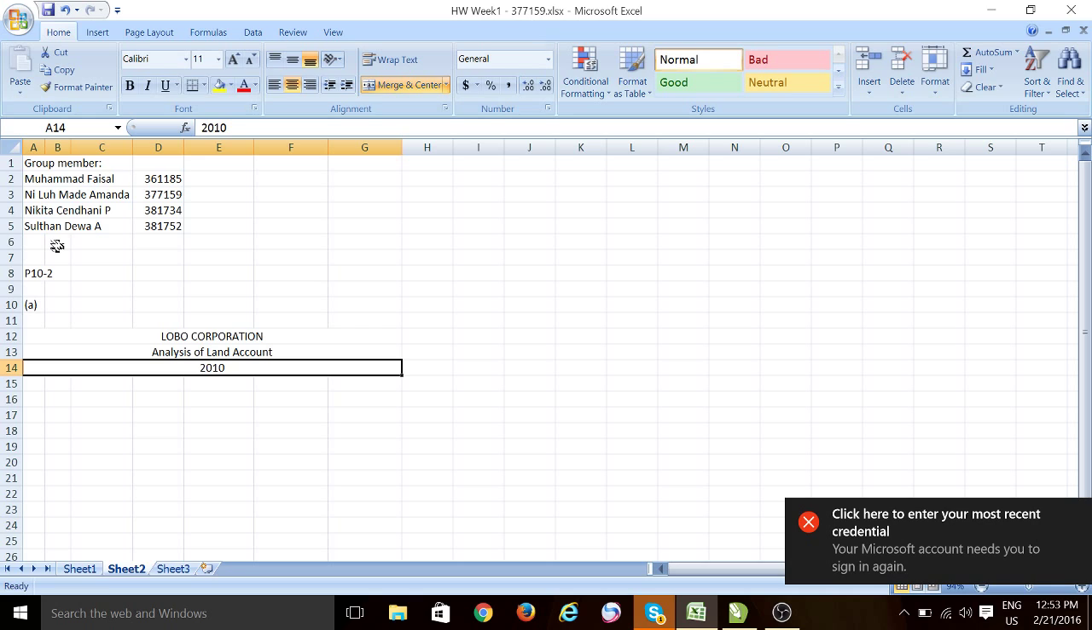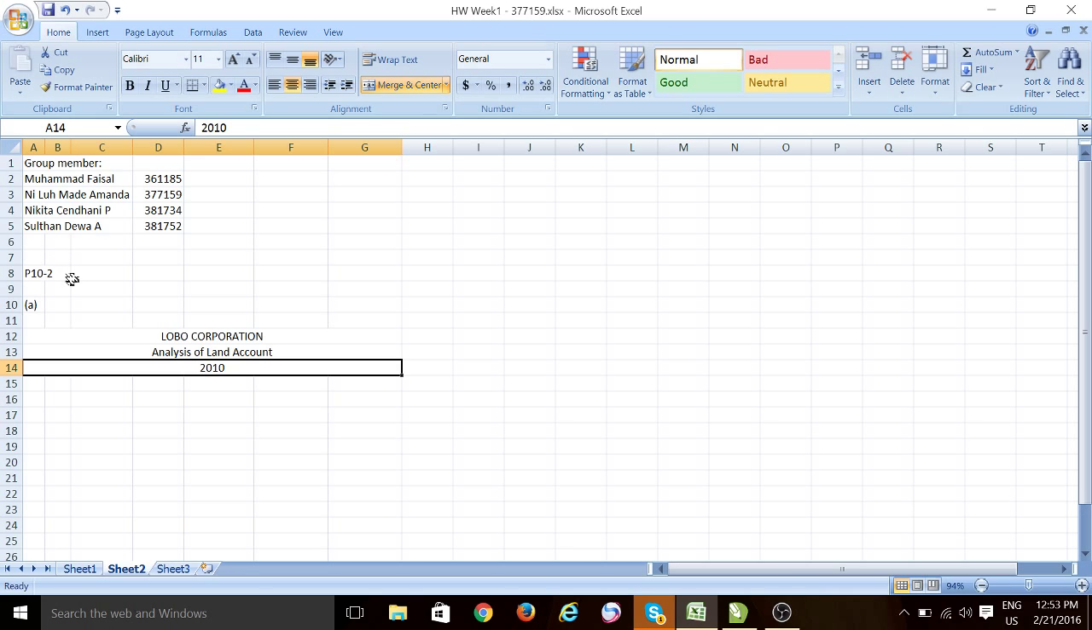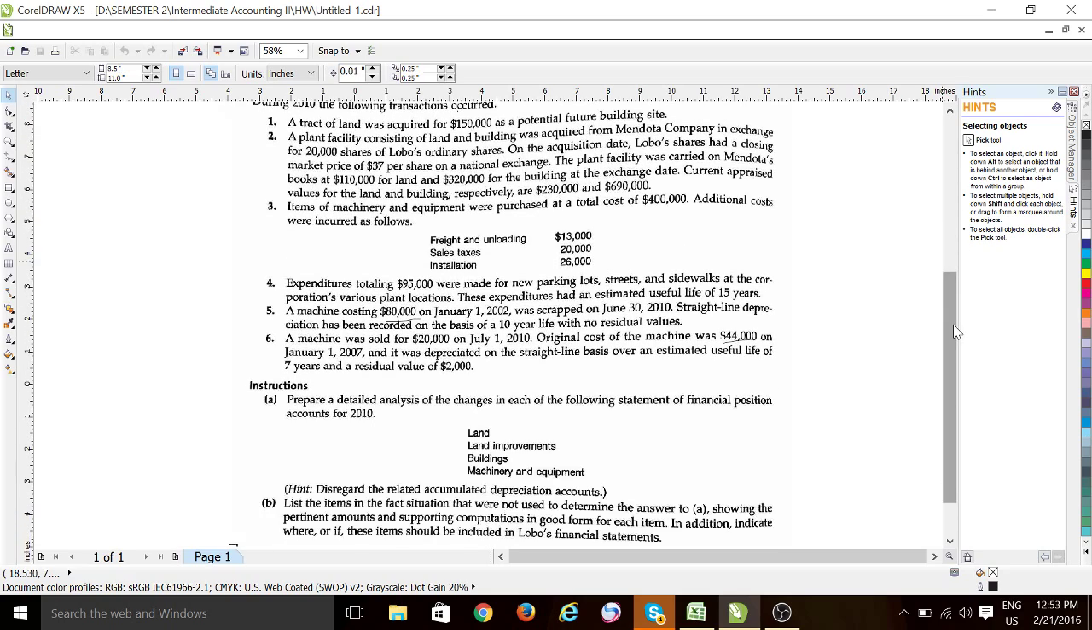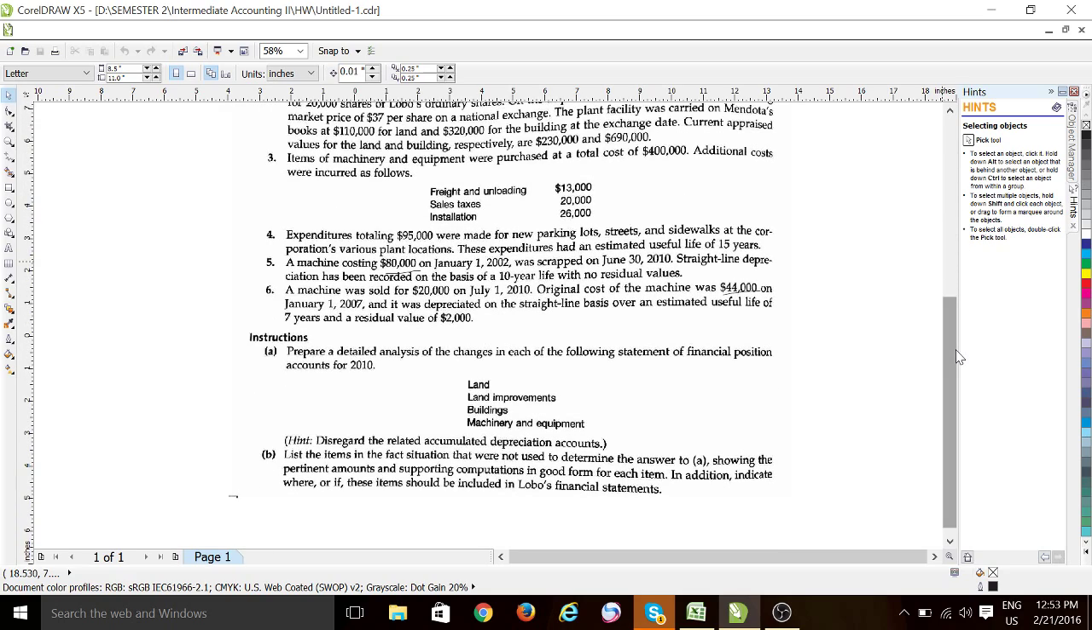Now I'm going to explain how to solve problem 10 number 2. So this is the problem that we are going to solve. The first instruction is to prepare a detailed analysis of the changes in each of the following statement of financial position accounts for 2010 for land improvements, building, as well as machinery and equipment.